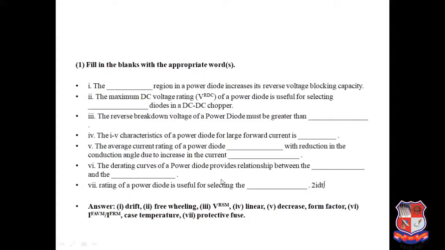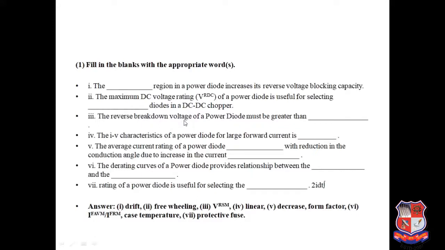Okay, now we will go through some short revision, with fill in the blanks using the appropriate word. The first is: the dash region in a power diode increases its reverse blocking capability. The drift region increases the reverse voltage blocking capability, so you can vary the drift region and thereby vary the reverse blocking voltage. The maximum DC voltage rating V_RDS of a power diode is useful for selecting the dash diode in a DC chopper. So the freewheeling diode is selected when you are preparing a DC chopper.